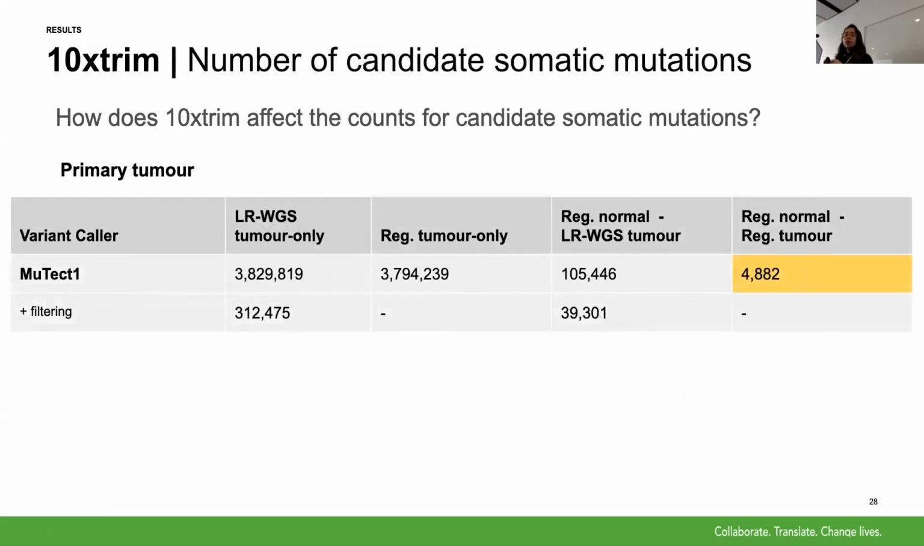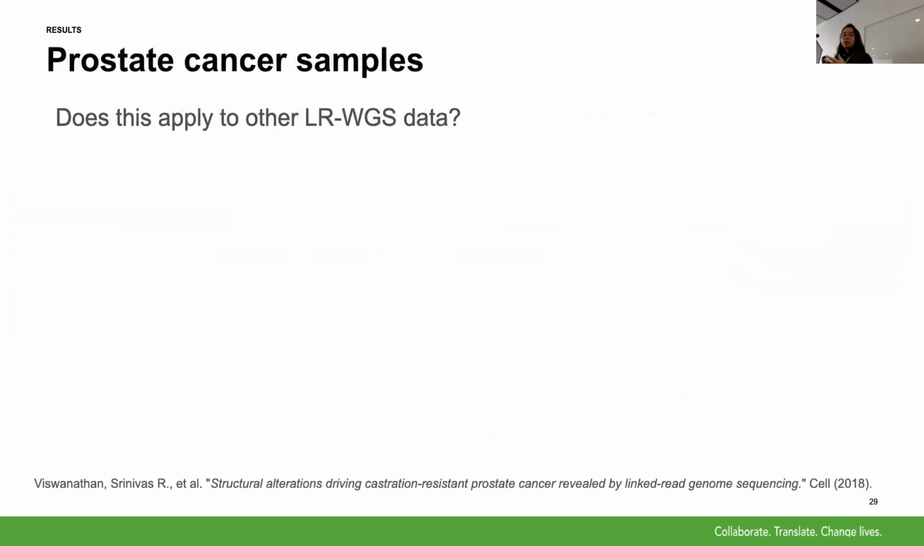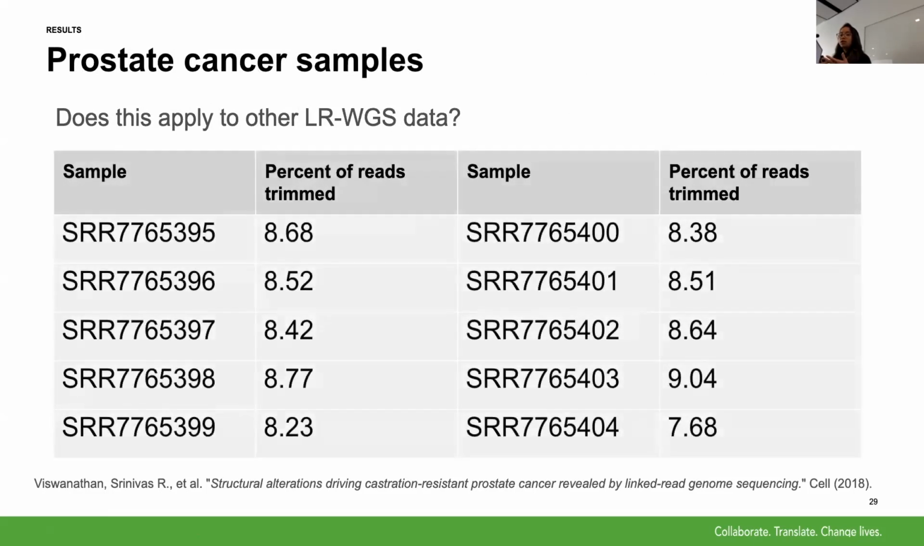We revisited the number of candidate somatic mutation calls. After 10x trim, we got about 10,000 variants removed in the tumor-only mode. We also wanted to see if this applied to other linked read whole genome sequencing data. So we downloaded some linked reads from prostate cancer samples from this paper, Viswanathan et al. And we looked at the percentage of reads that were affected in these samples again, and we see a similar trend of about 8% of the reads being affected.